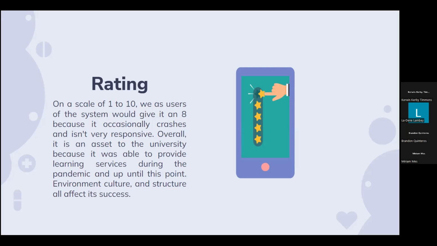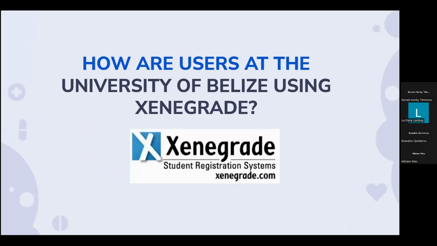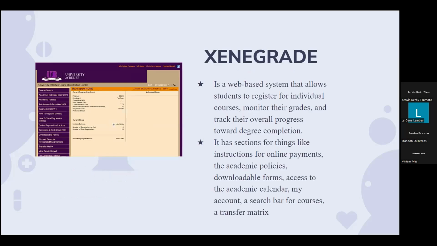Leading on to discussing the other information system, which would be Centigrade. Under Centigrade, I have that Centigrade is, next slide, please. Centigrade is simple and provides straightforward, quick guides to intuitive features and commands. It has sections for things like instructions for online payments, the academic policies, downloadable forms, access to the academic calendar, my account, a search bar for courses, a transfer matrix, among other useful features.